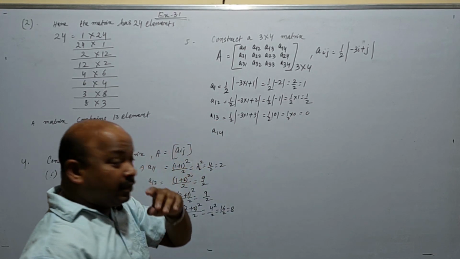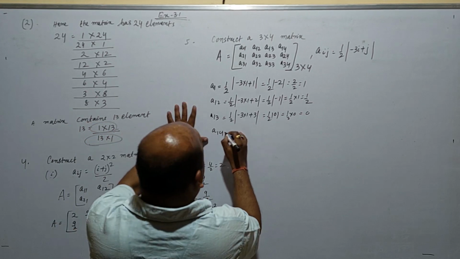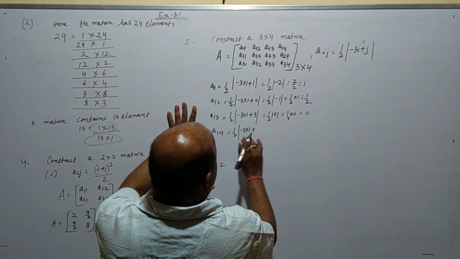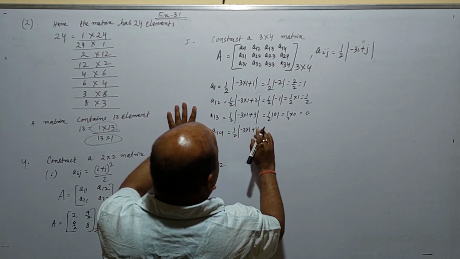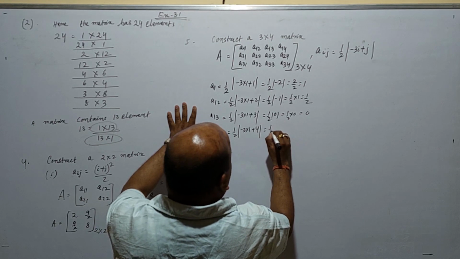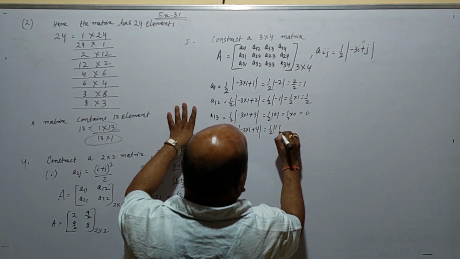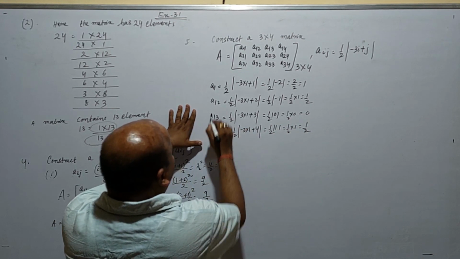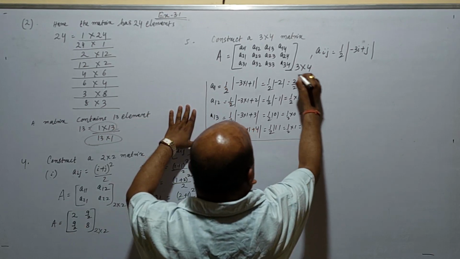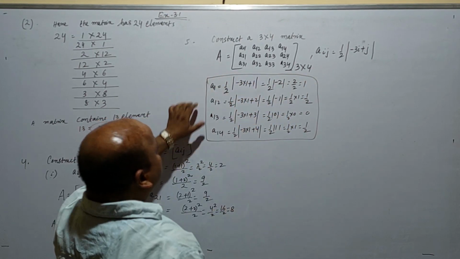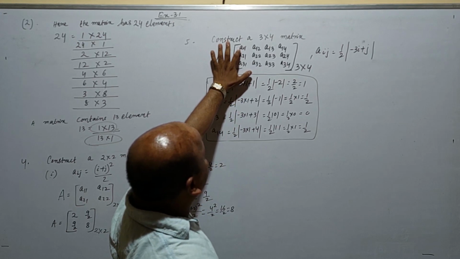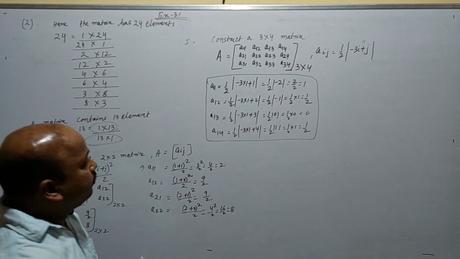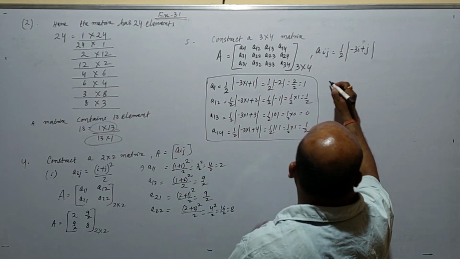A14, students. A14: half into minus 3 into 1 plus 4, plus what? You write 4. So half into minus 3 plus 4, it is 1 mod. Half into 1, it is 1 by 2. This is the first row. There are 4 first row elements. So just solve it.